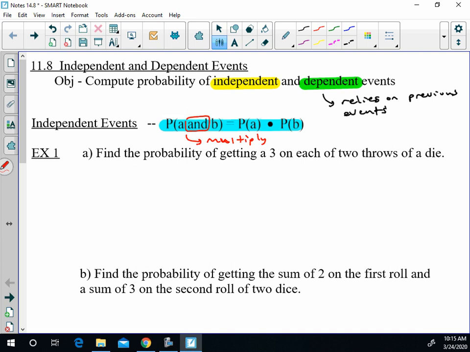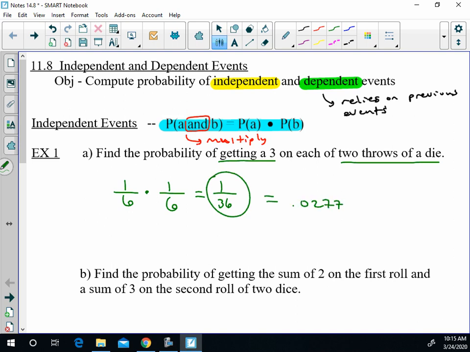Example A, find the probability of getting a 3 on each of 2 throws of a die. We kind of did this in one of our previous sections when we made the chart with the dice. What's the probability of throwing a die and getting a 3? 1 out of 6. What's the probability of picking that same die up, throwing it again, getting a 3? 1 out of 6. So the likelihood of throwing a die twice and getting a 3 each time is 1 out of 36.